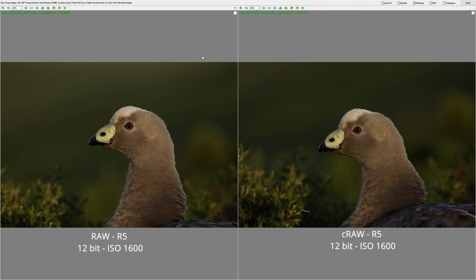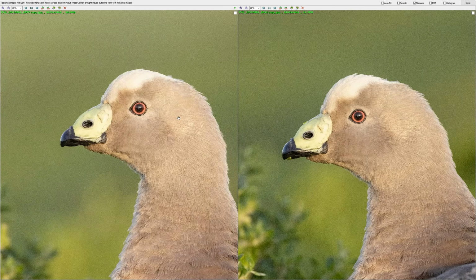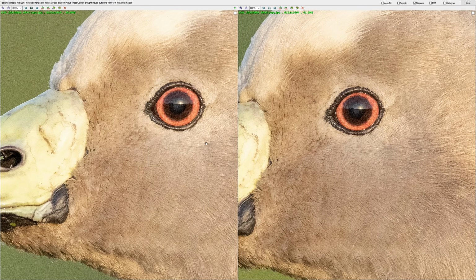And then I've gone ahead and taken a few images that were severely underexposed, shot at ISO 1600, of these two Cape Barangays. And then I brightened them back up to see what it looks like if we brighten up the images a lot. So on the left, we have our full RAW file. On the right, we have our cRAW file. And if we look at these at 100%, I think they look pretty similar again.